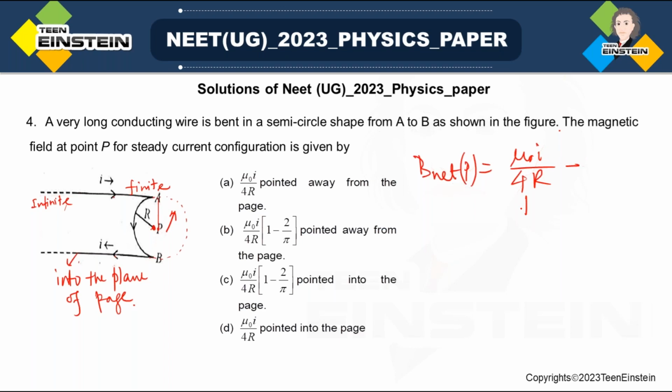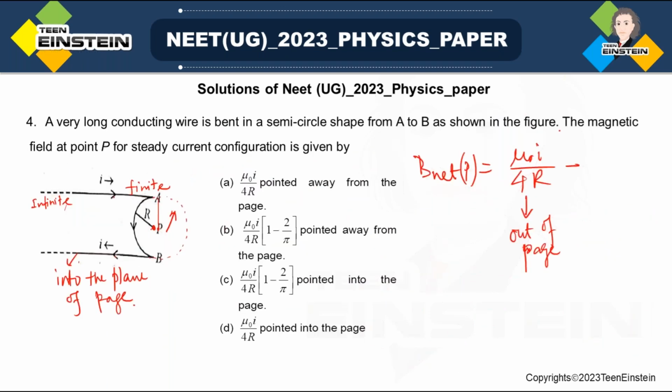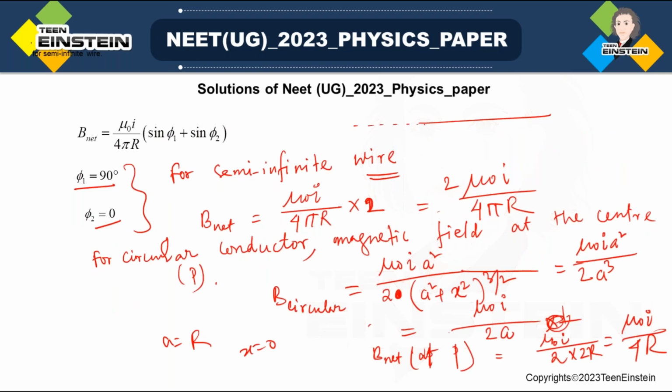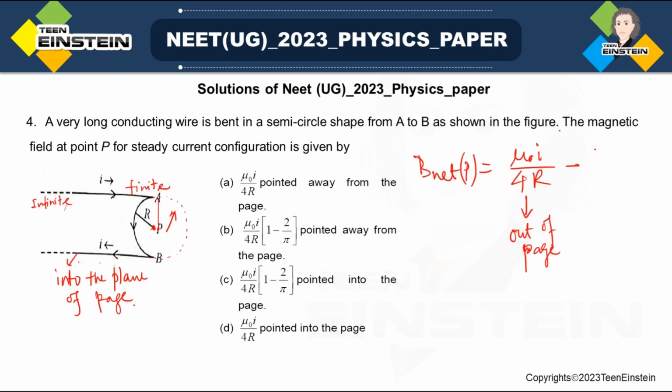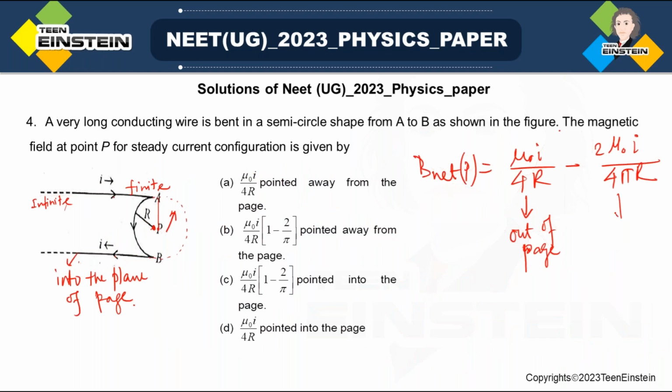minus, because this is actually coming out of the page, and the other part has a magnetic field of 2 mu0 I by 4 pi R. Okay, so this is actually into the plane of the page.